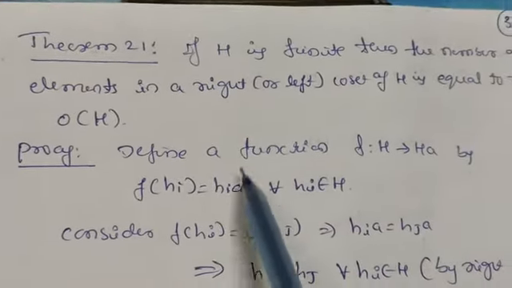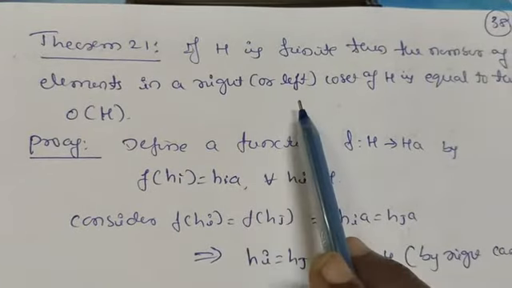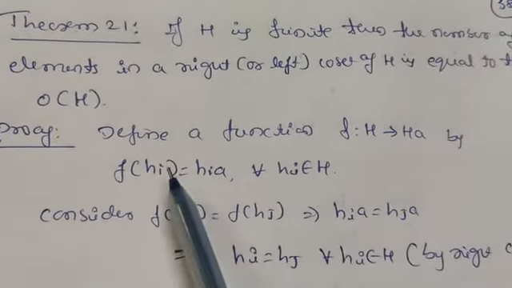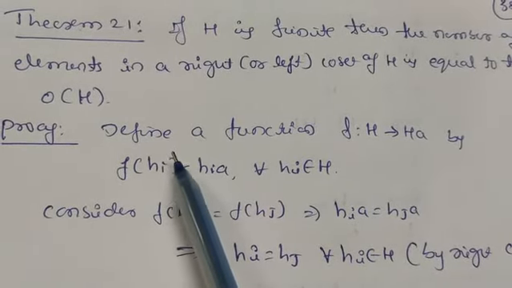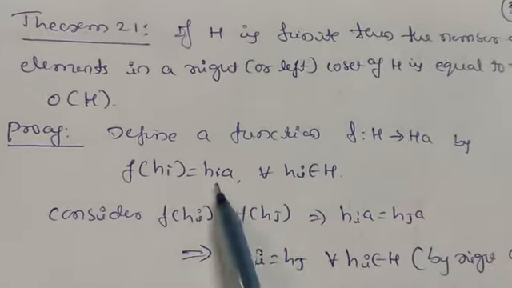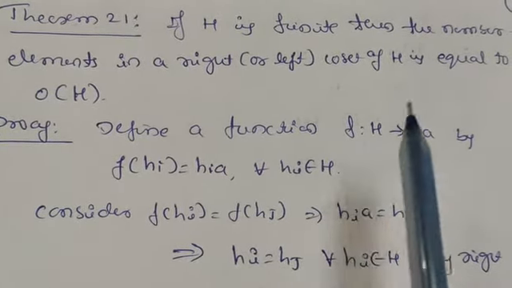Let us take one more theorem. If H is finite, then the number of elements in the right coset or left coset of H is equal to the order of H. So let us take this. Define a function f from H to Ha by the function f of hi is equal to hi into a for all hi belongs to H.